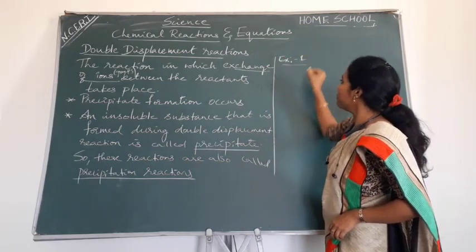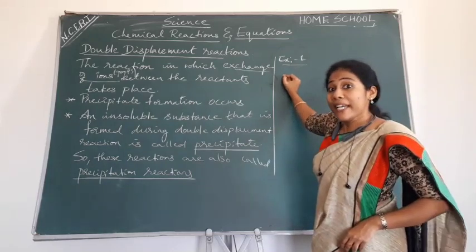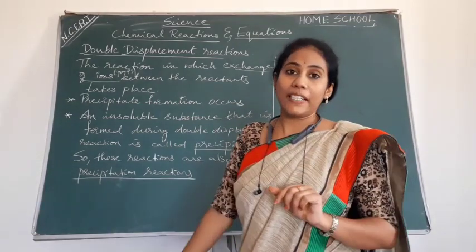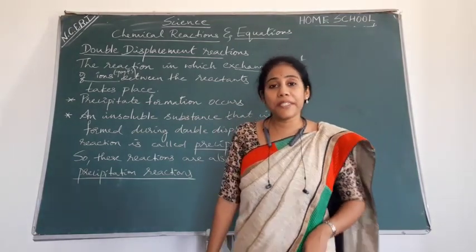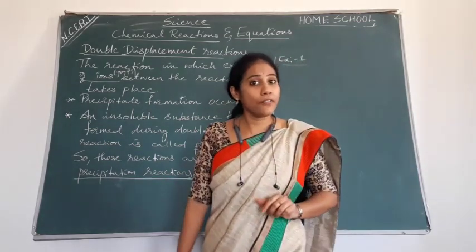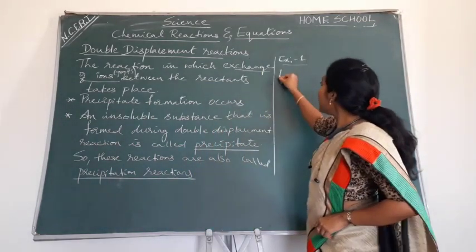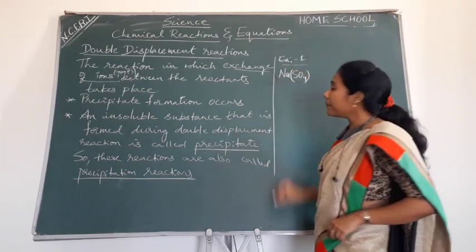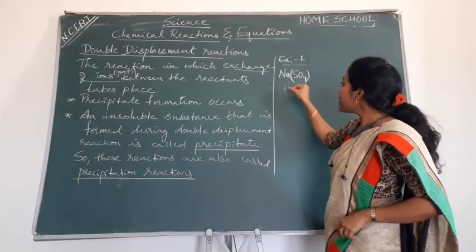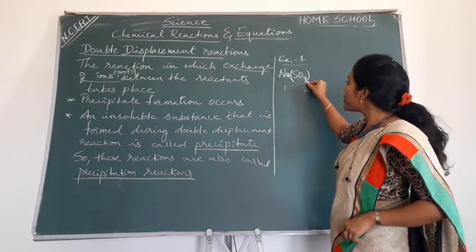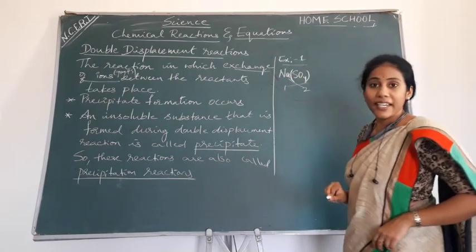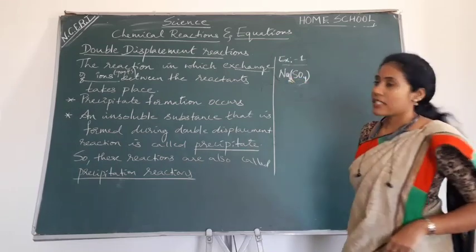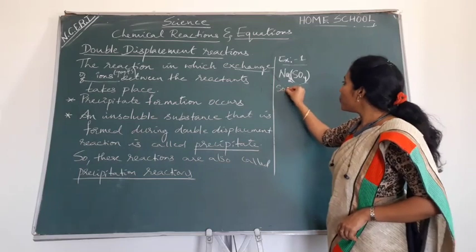Example 1. Whenever sodium sulfate is added to barium chloride, how do you write the formula of sodium sulfate? I taught you to write the chemical formula, yes or no? Sodium sulfate: Na, and sulfate is a polyatomic group. Na valency 1, sulfate valency 2. So this 1 you will write here, this 2 you will write there. So what will be the formula of sodium sulfate? Na2SO4. This is sodium sulfate.